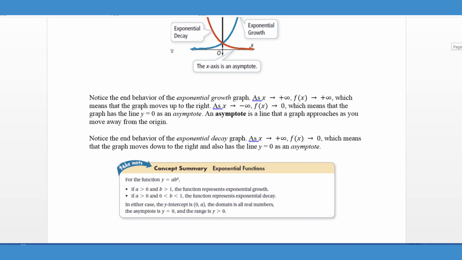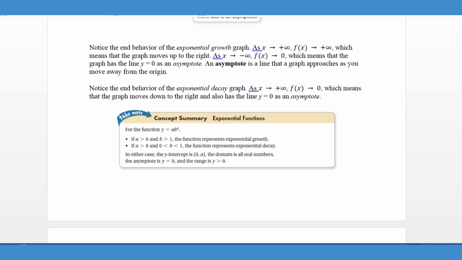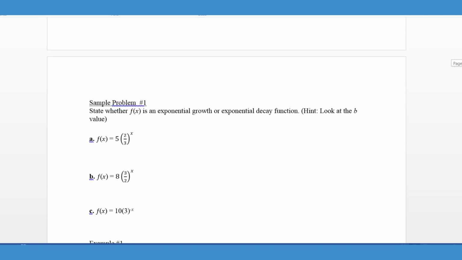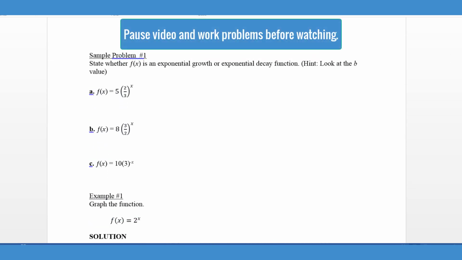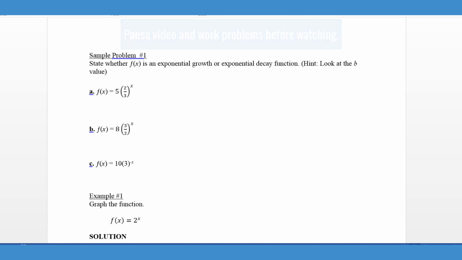So if you look down here in this concept box, you'll get a quick view summary of everything regarding growth and decay functions. And so you can see that if the b value is greater than 1, we have an exponential growth. If the b value is between 0 and 1, we have exponential decay. So let's take a look at a sample problem here. Sample problem number 1. Go ahead and take a second to answer A, B, and C, and then come back and look at the solution.